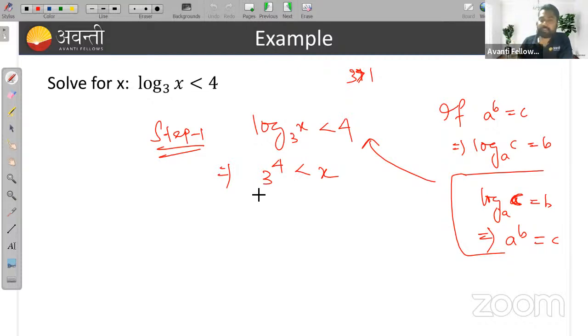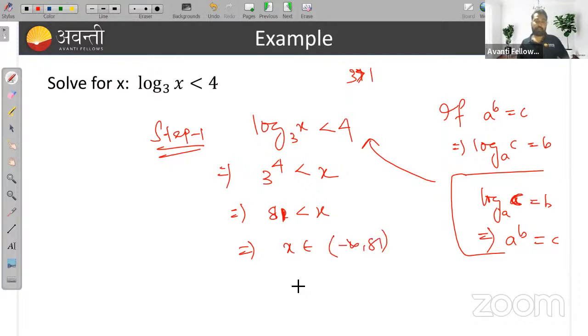In the other way also we can see, if 3 raised to 4 is less than x, then we can say also log of x to the base 3 is less than 4. That means 12 is less than x. Sorry, not 12, 81. 81 is less than x. That means my solution set, x belongs to minus infinity to 81? Oh, x is greater than, sorry. It is greater than 81, so 81 to infinity.